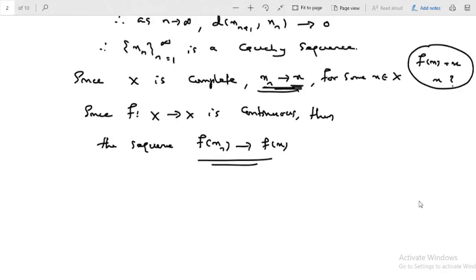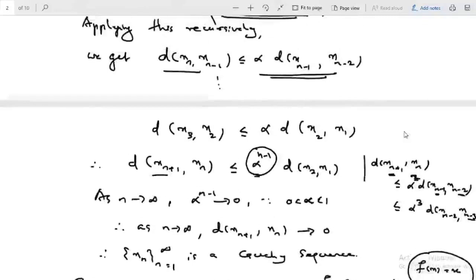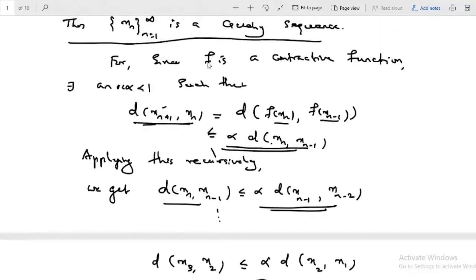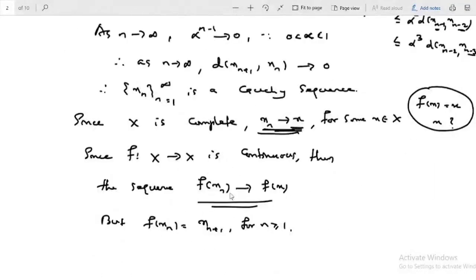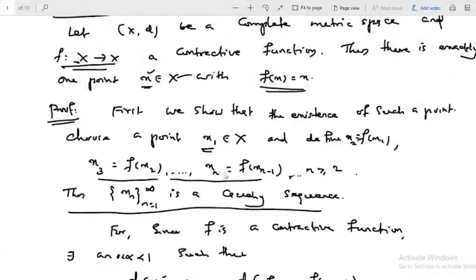And we have f of xn is equal to xn plus 1 for n greater than or equal to 1. That is our definition of the sequence xn. f of xn minus 1 is equal to xn. Therefore, f of xn is equal to xn plus 1. ഒന്ന് കൂടിയാണ്. f of xn minus 1 is equal to xn. suffix വരുമ്പോൾ ഒന്ന് കൂടിയാണ്. അപ്പോൾ f of xn is xn plus 1. Okay.